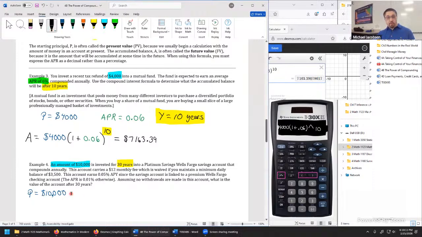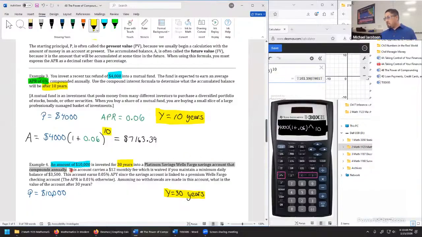Maybe not the next thing I want to put down. I would probably put it over here because it reminds me how the information comes together in the actual formula. So just thinking in terms of plugging it in, let's write y equals 30 years, but clear over here. And this is being invested into a Platinum Savings Wells Fargo savings account. And this one compounds annually, so once per year as well.